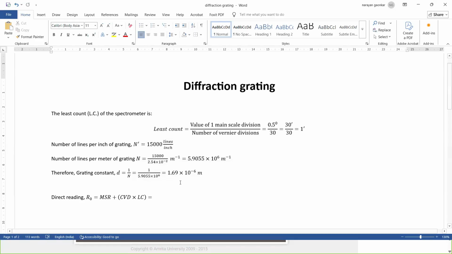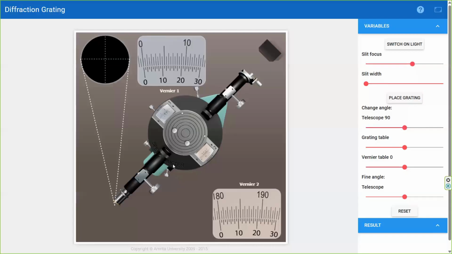Now we'll go for the actual experiment. So here, first we have to set the grating for normal incidence. That means the incident light must be perpendicular to the plane of the grating. That means if grating is mounted here, so just I will show here. If grating is mounted here, the light incident on the grating must be 90 degree with respect to plane of the grating. So for that, there is a 4-step process.